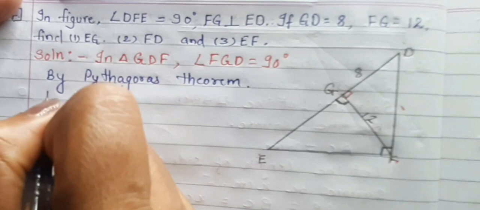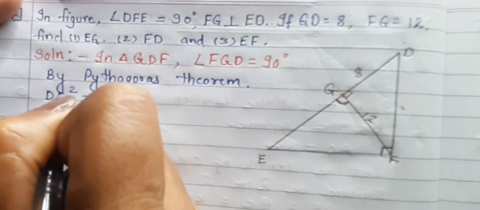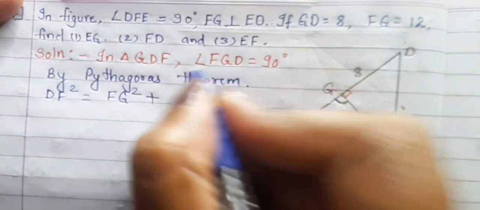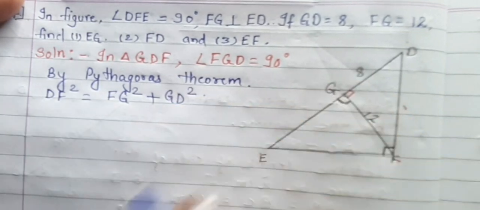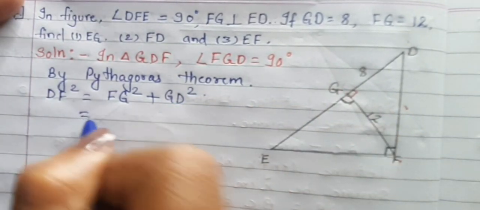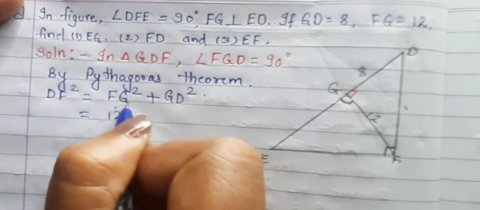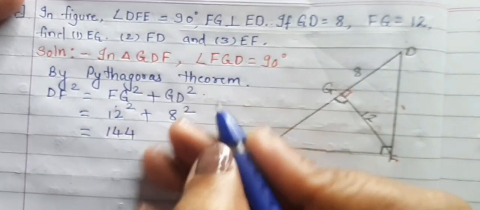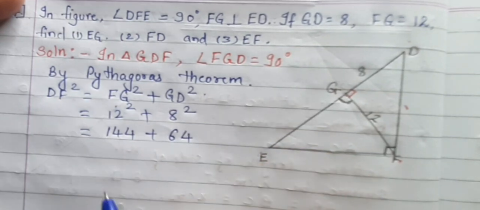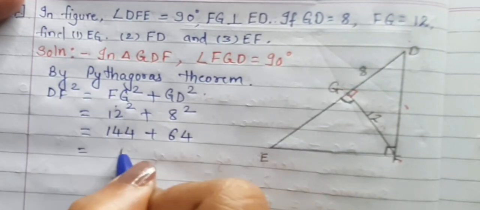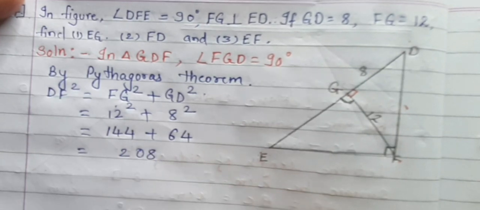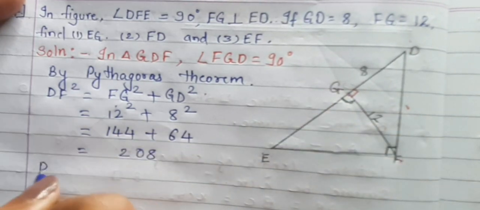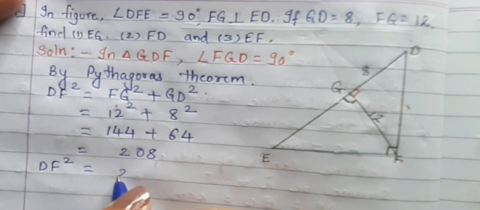what will be the length of DF? So it is DF square is equal to FG square plus GD square. Okay. Now here I'll substitute the values. FG is 12 square plus 8 square. So it is 144 plus 64. So that is equal to 208. Right? So DF square equal to 208.